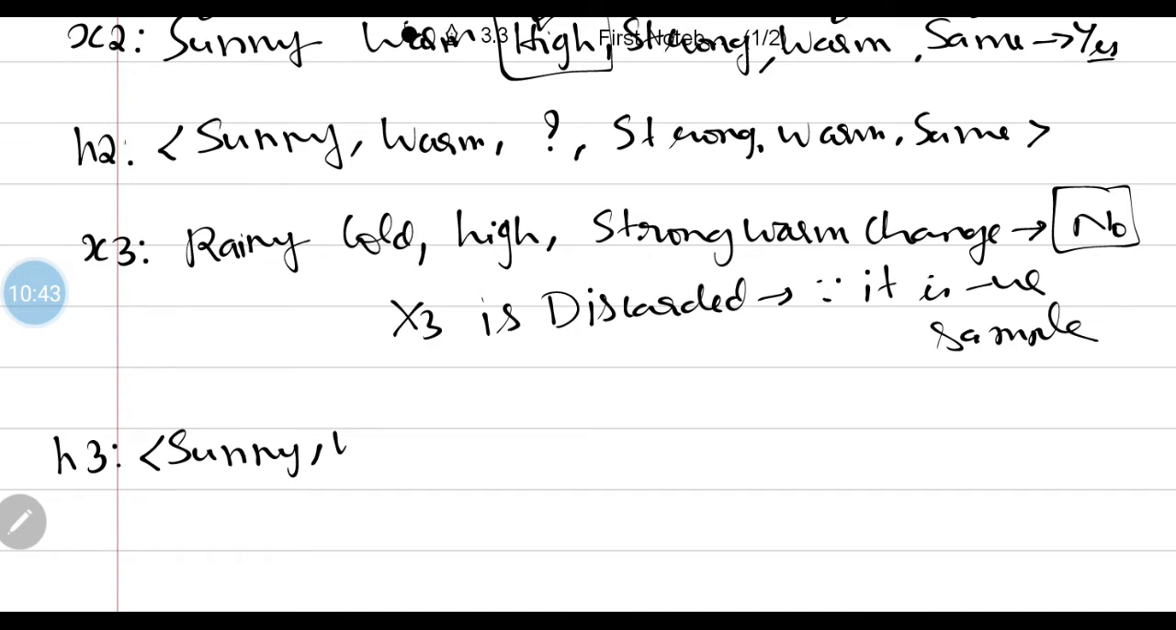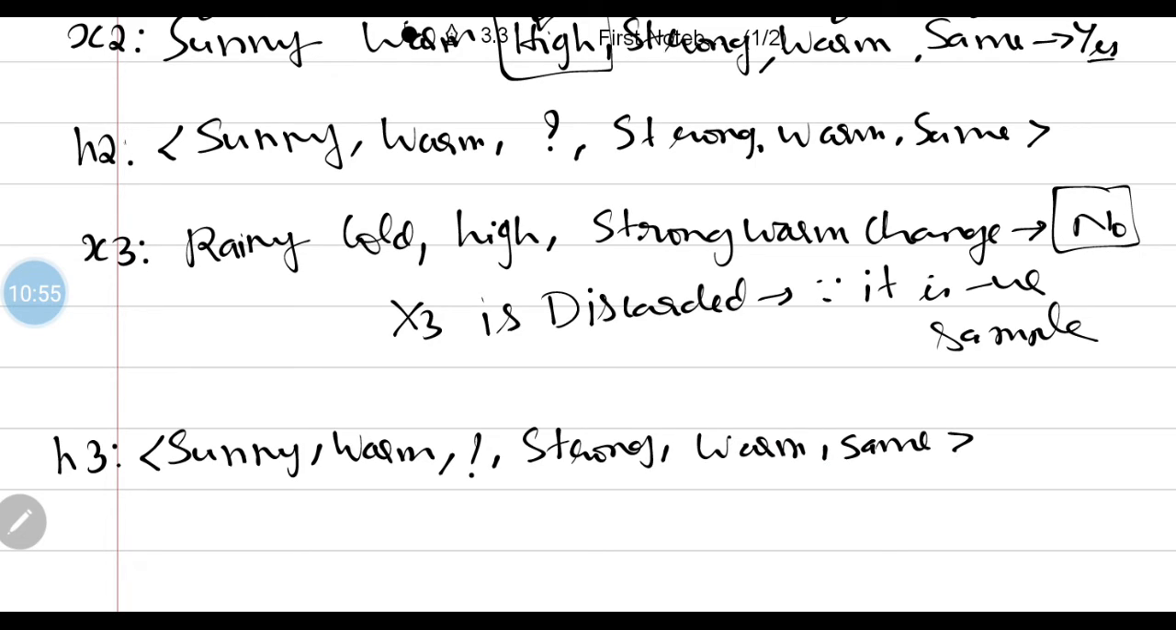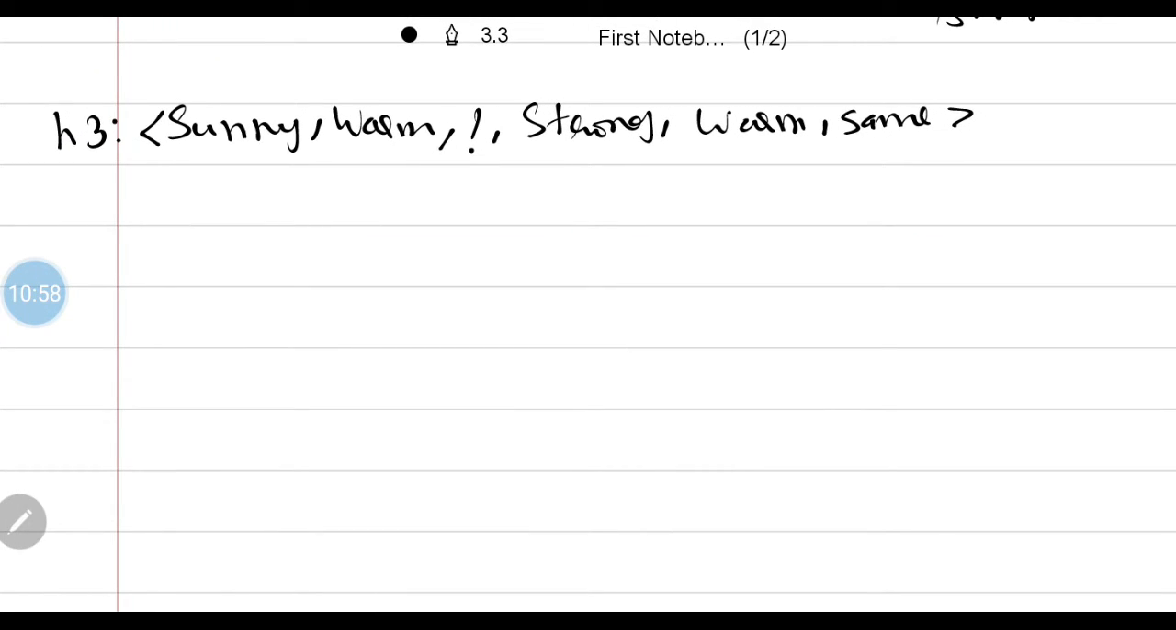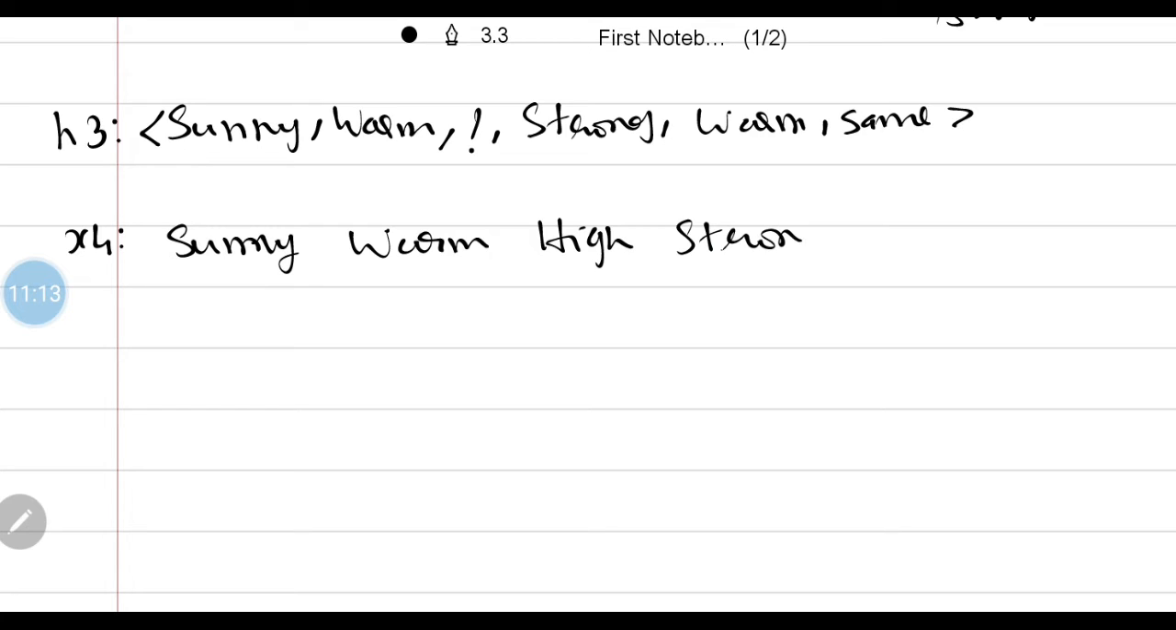So sunny, warm, question mark, strong, warm, and same. Let us go to the fourth sample now. X4 has sunny, warm, high, strong, cool, and change. These are the values and the outcome is yes. So it is going to be allowed for hypothesis updation.